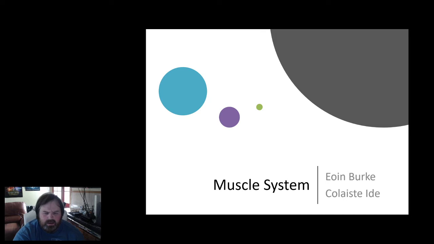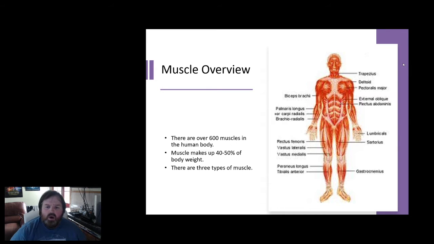Now, the muscle system. We were talking about the skeleton previously. Now let's talk a little bit about what powers the skeleton, what moves the skeleton around the place, among other things that it does, and that is the muscle system. There are over 600 muscles in the human body, making up 40 to 50% of your body weight, more if you're swole, and less if you're more svelte. There are, broadly speaking, three types of muscle.